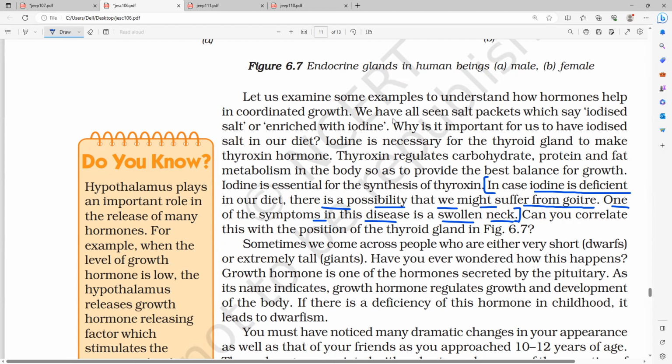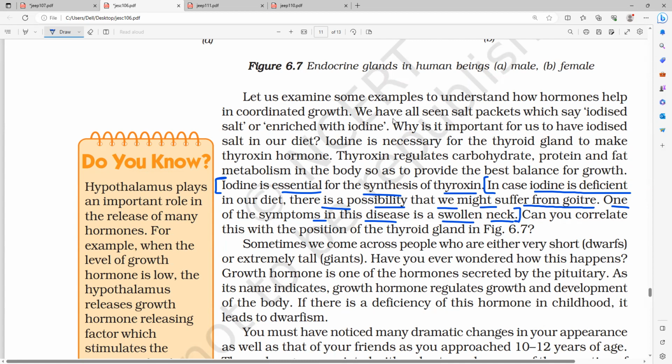It will reduce the secretion of which hormone? Iodine is not there, so thyroxine. Iodine is essential for the synthesis of thyroxine. Please write from there, here to here you mark it. Iodine is essential for the synthesis of thyroxine.